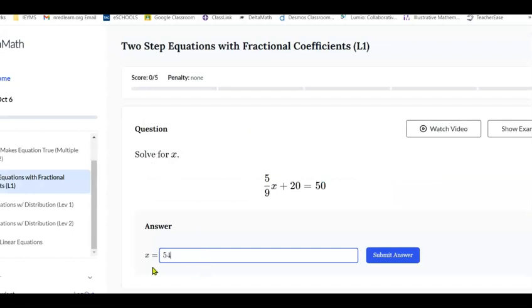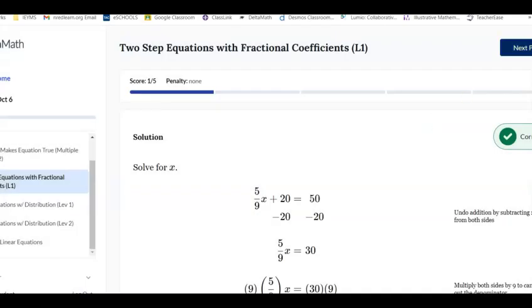So we're going to type that answer key here in the field and submit it. Let's try one more.